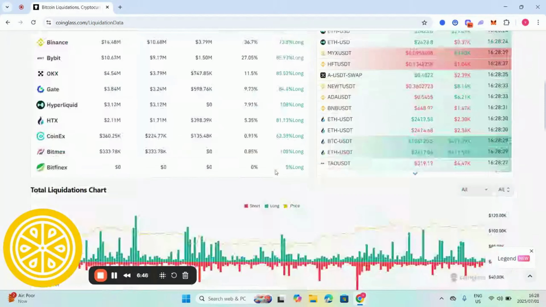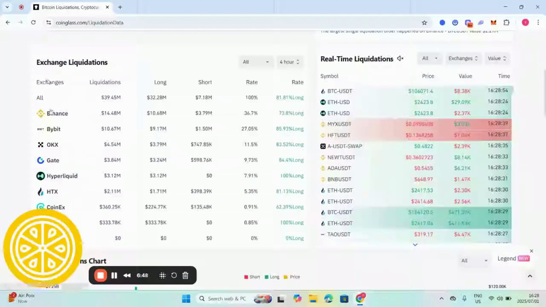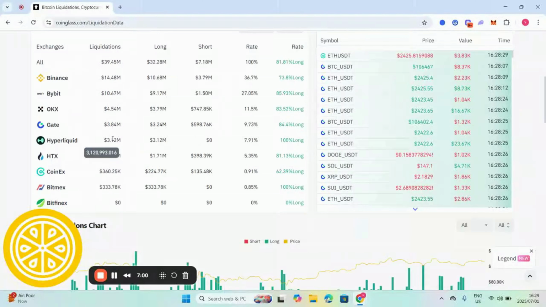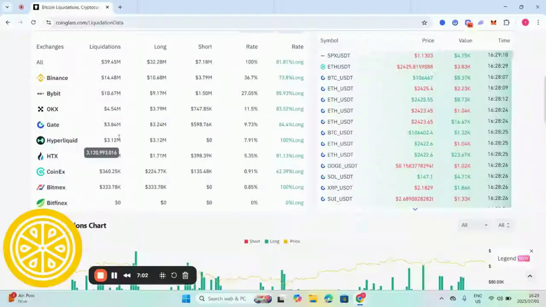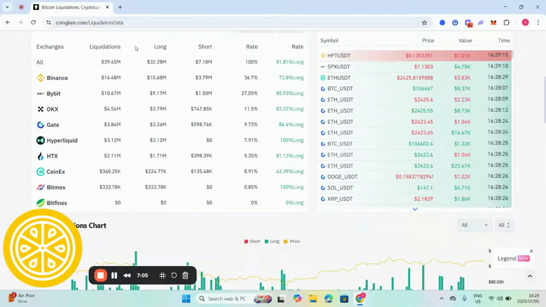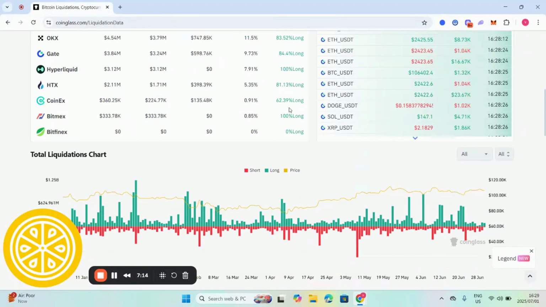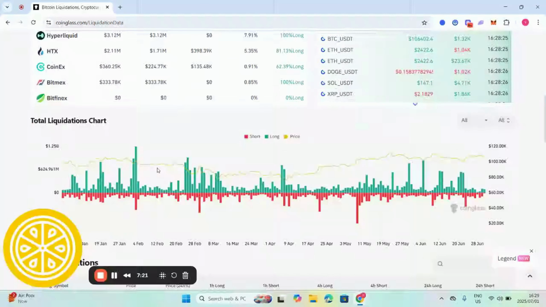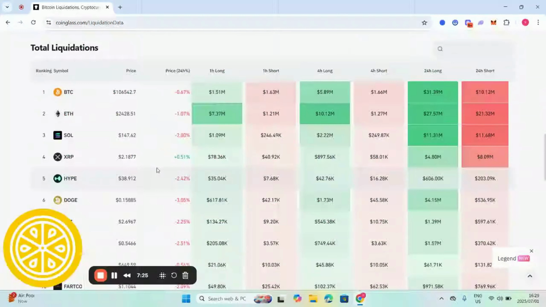And it exposes the exchanges with the highest liquidations, showing that we have Binance, Bybit, OKX, Gate.io, Hyperliquid. As you can see, all of these exchanges show us how many people have been liquidated, and you can see the total, and you can see which division, long or short, and you can look at more of the total liquidation chart that shows how the liquidations have been going. And this is very important to know.